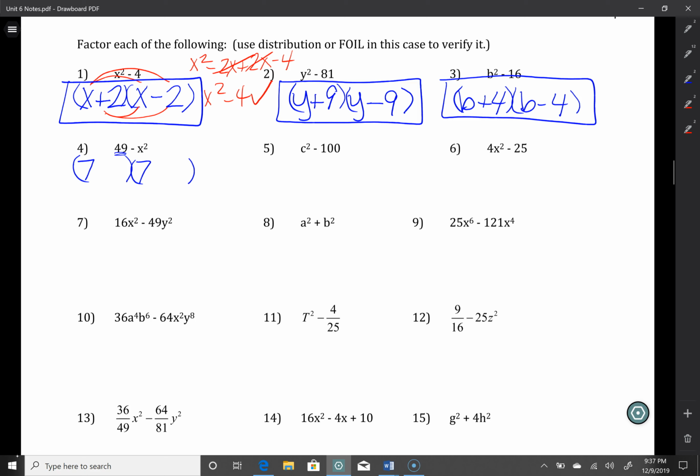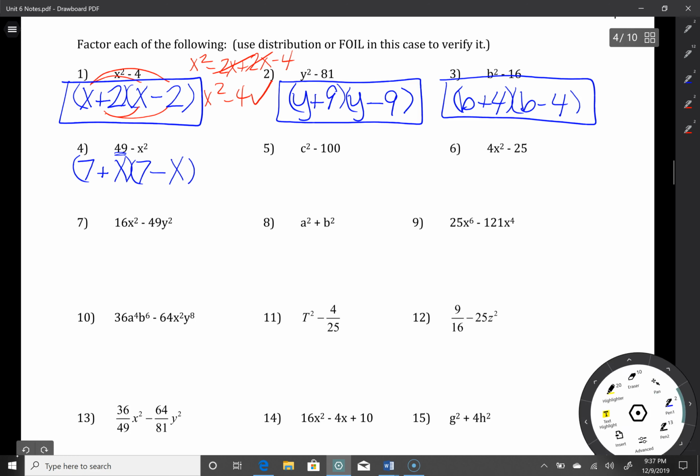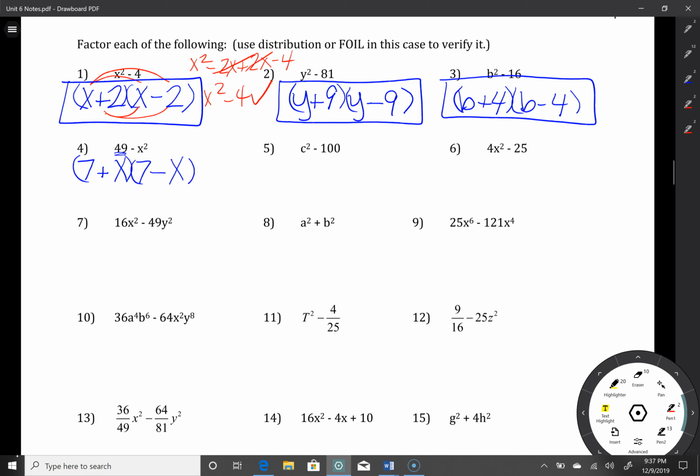What times what equals x squared? Well, that's going to be x times x. And then again, one gets a plus sign, one gets a minus sign. Now, I told you I was going to check this one. I'm going to check this one because the answers look funny. I want to check it and prove to you that the number has to come first.